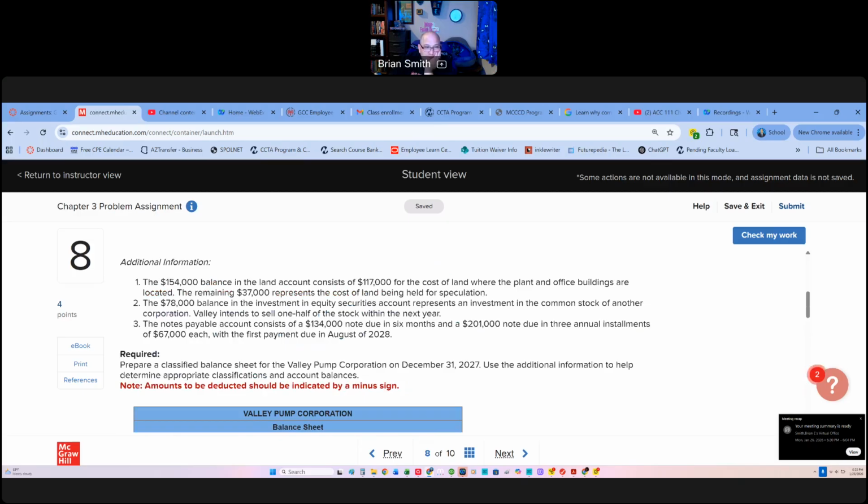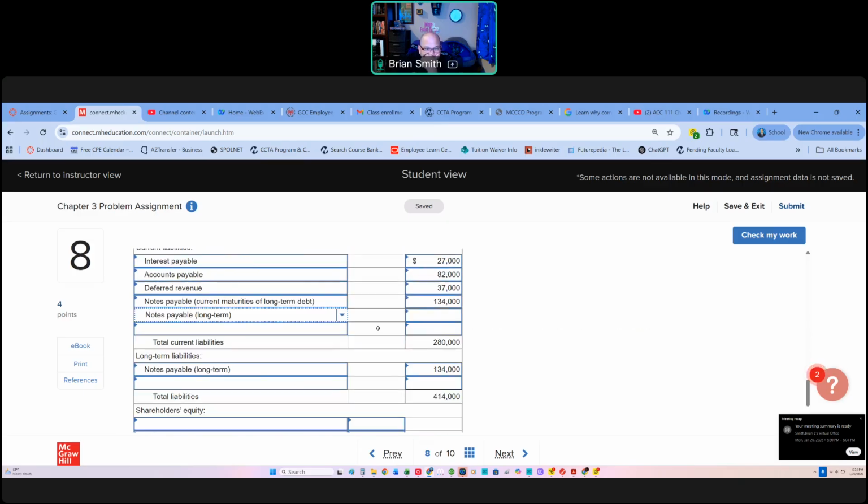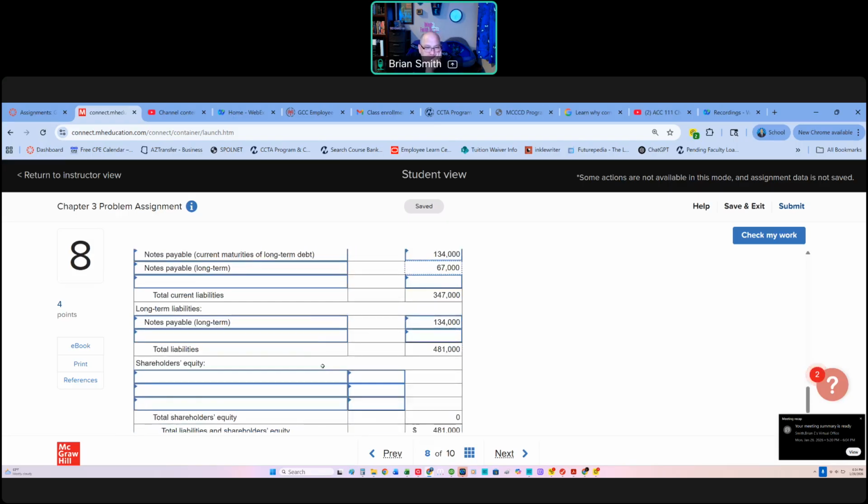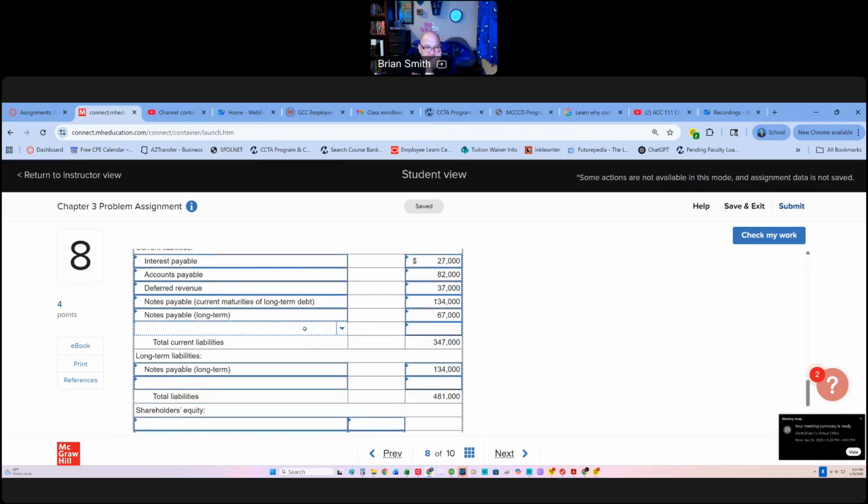Then what's this other one? 101,000 note due in 3 installments, 67,000. I may have mixed those two up. My brain's not braining right now. Let me look at the accounts real quick.